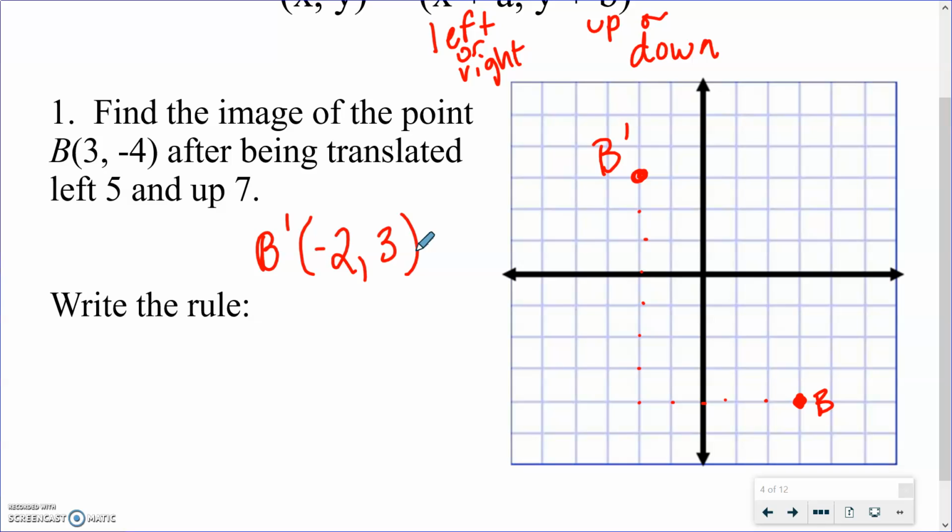And so if we look, from 3 to -2 is left 5, or subtracting 5. So the rule here would be x minus 5. And then up 7, it went from being here at -4 to being up here at +3. So there's been 7 added, and so it's plus 7. So if you're subtracting here, that's going to be to the left. If you're adding here, that's to the right. If you're adding here, that's up. If you're subtracting, that would be down.